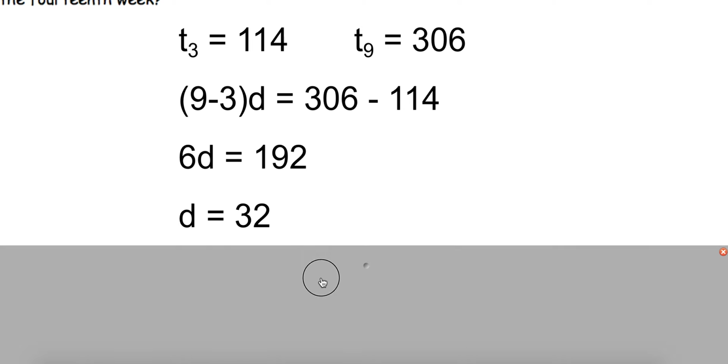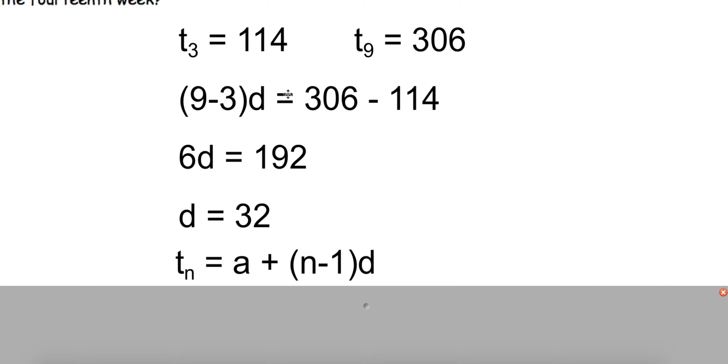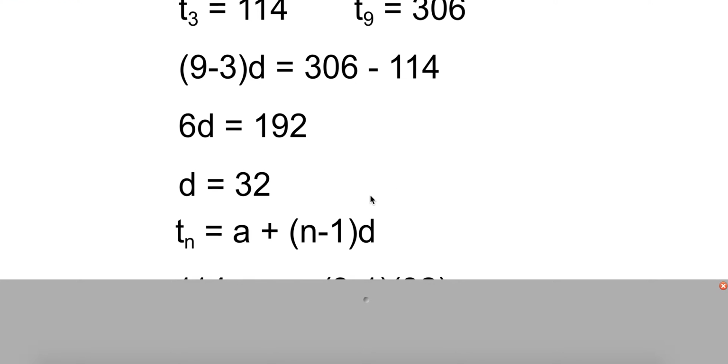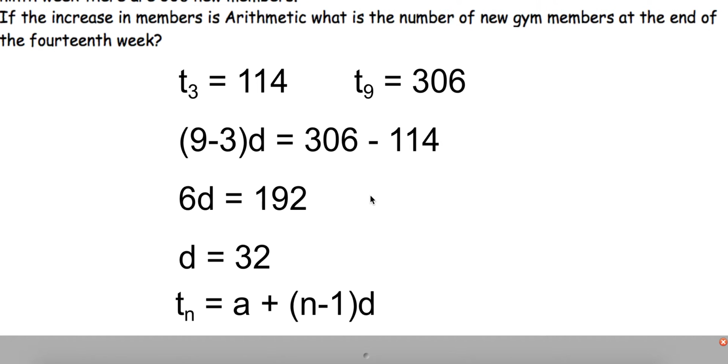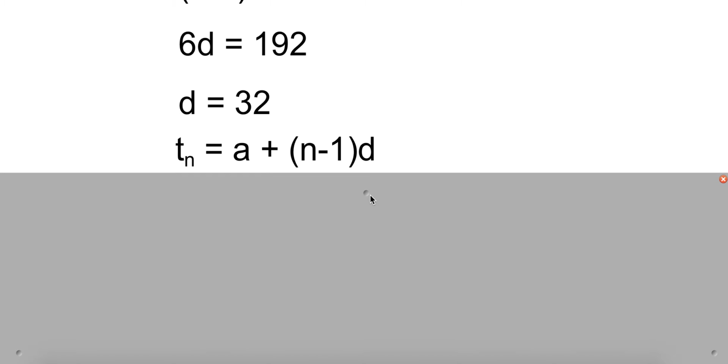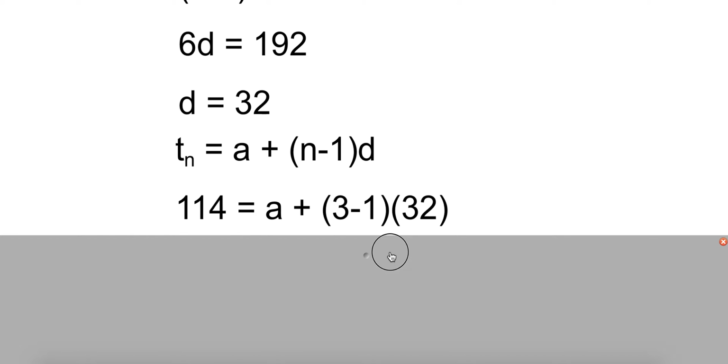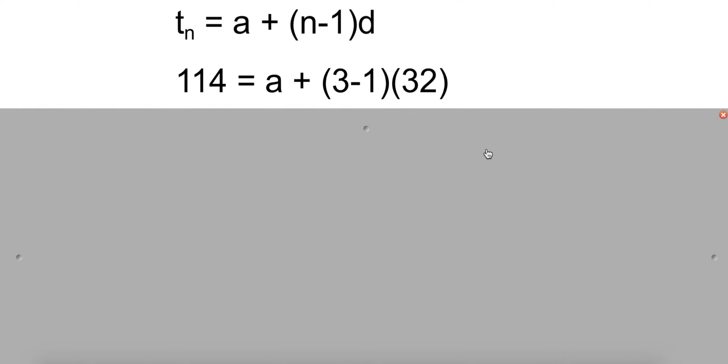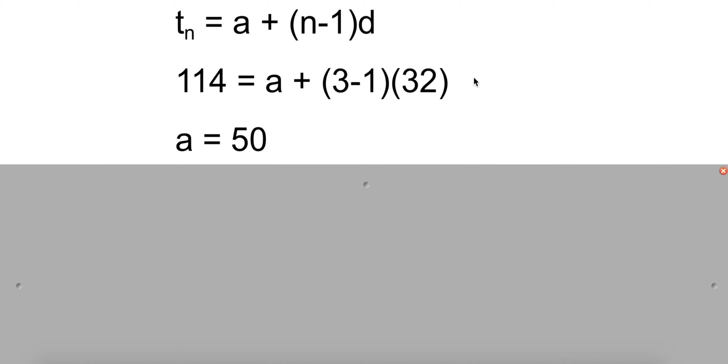So now we can try to sub in to this formula. We could use either T3 or T9. I think it's easier to always use a smaller number, but you can use whatever you want. I'm using T3, so we've got T3 was 114. We don't know our A value, plus we're using T3, so N is 3, so 3 minus 1 times 32. We're going to get A equals 50.